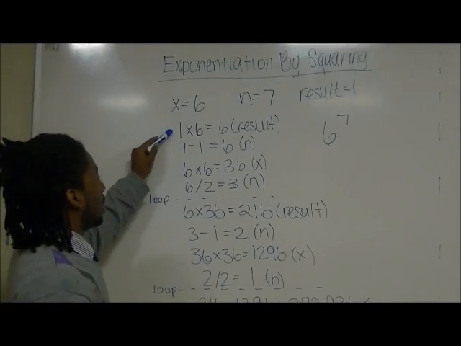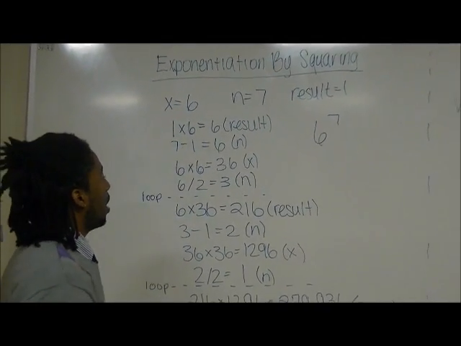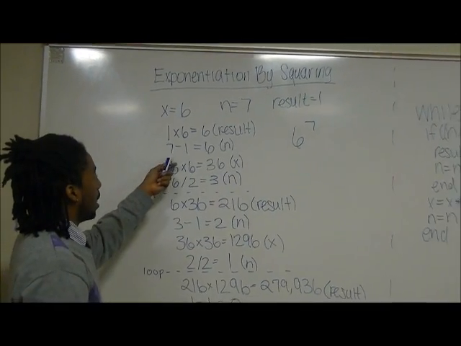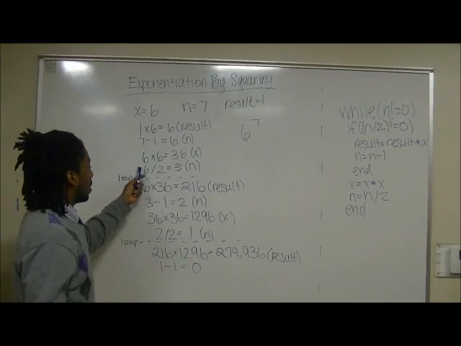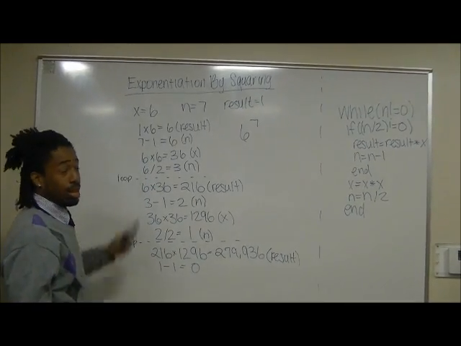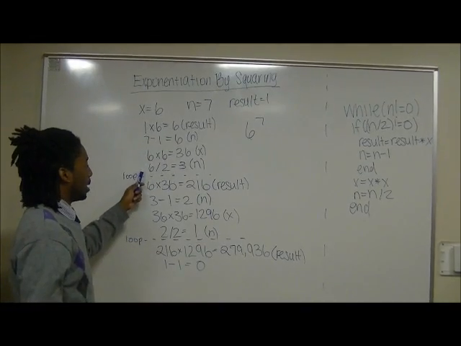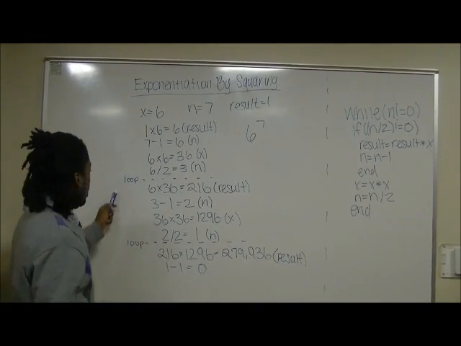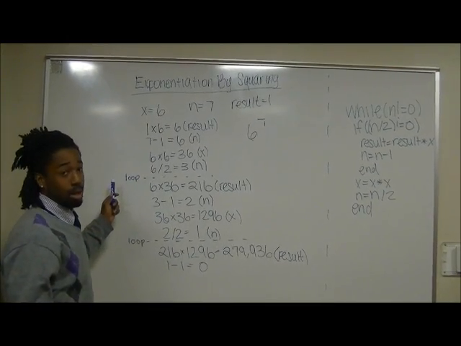We'll multiply x, 6, times the result, 1, and get 6 as our new result. And we will also subtract 1 from n, 7 minus 1, to get 6 as our new n. Then we'll move down and multiply 6 by itself to get 36 as our new x. And then divide n, which was 6, by 2 to get 3 as our new n. And we'll loop and start the whole process over again. And we see that 3 also is an odd number.